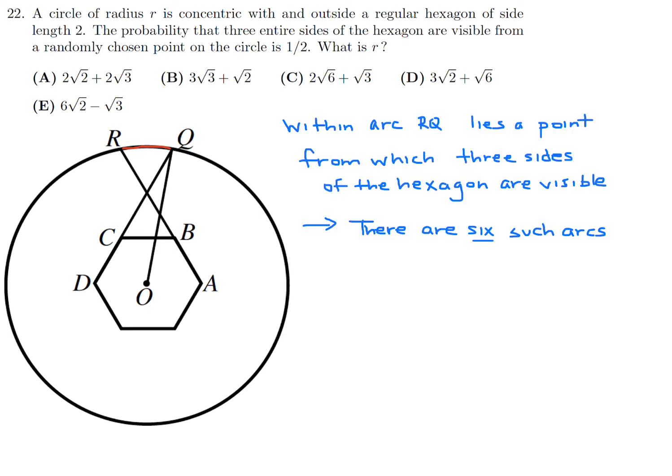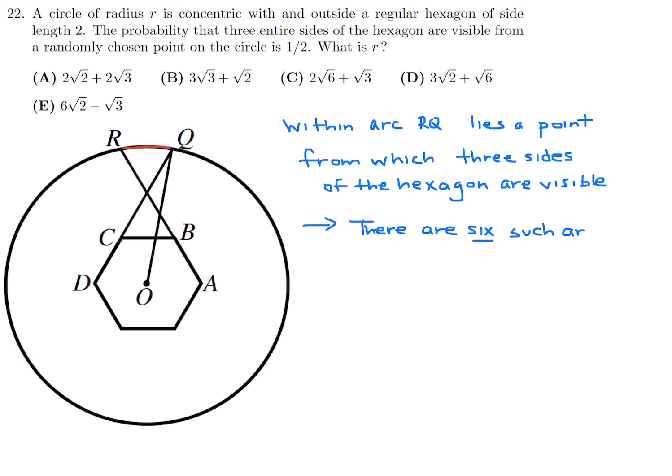So within arc RQ lies a point from which 3 sides of the hexagon are visible, and there are 6 such arcs. We just drew one, but you can find the same type of arc if you were to look at it from the perspective of BA. It would be kind of here, and then similarly there'd be another one here, another one here, here, and here, approximately. So 1, 2, 3, 4, 5, 6 arcs. Okay? That's the first part of the question.